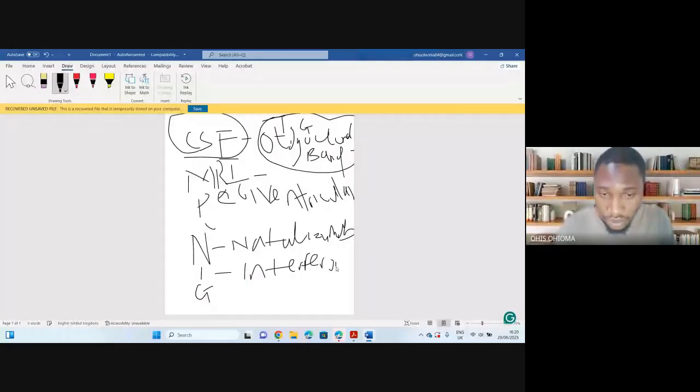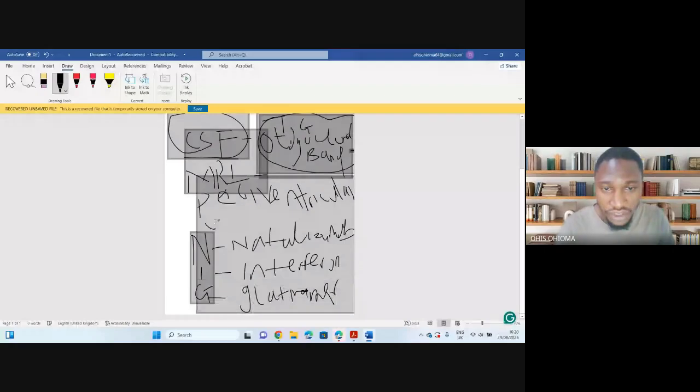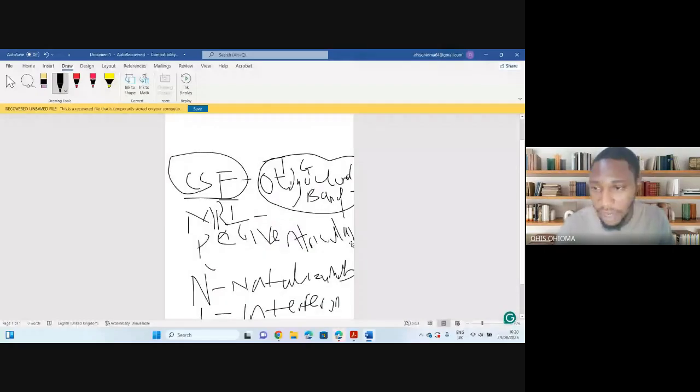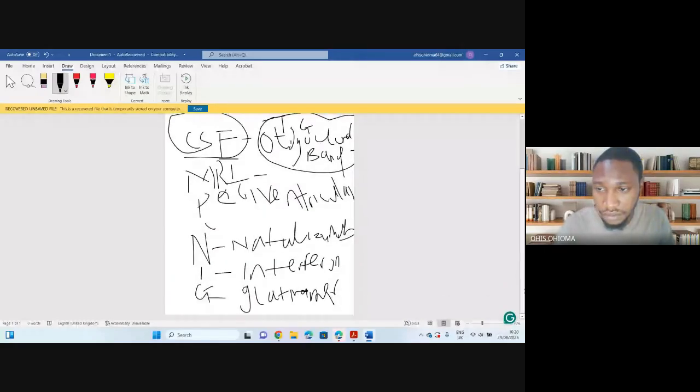And the last one is glatiramer. So these are the drugs you give to stop the patient from having a relapsing remitting course, basically. So to stop the number of relapses that the patients have, you give this drug, right? These are the drugs you give. You call it NIG, right?